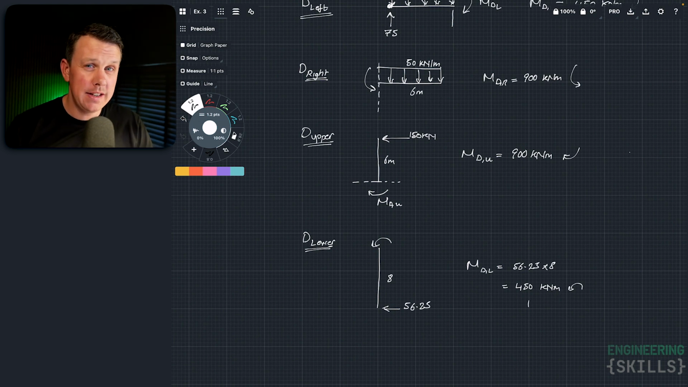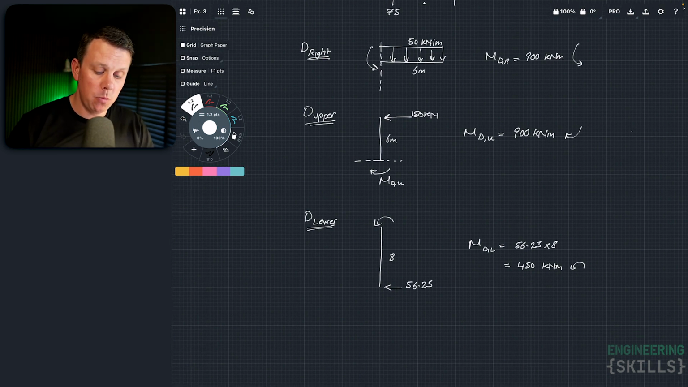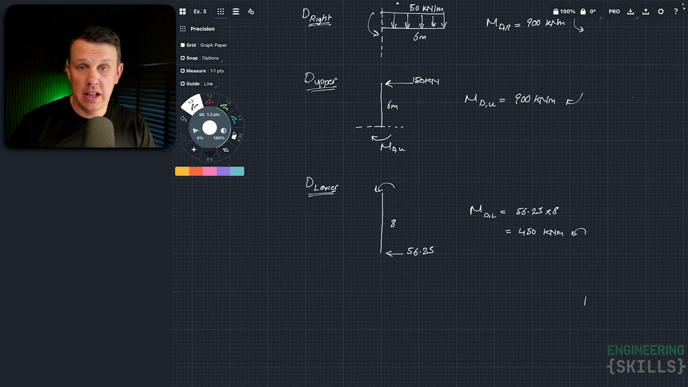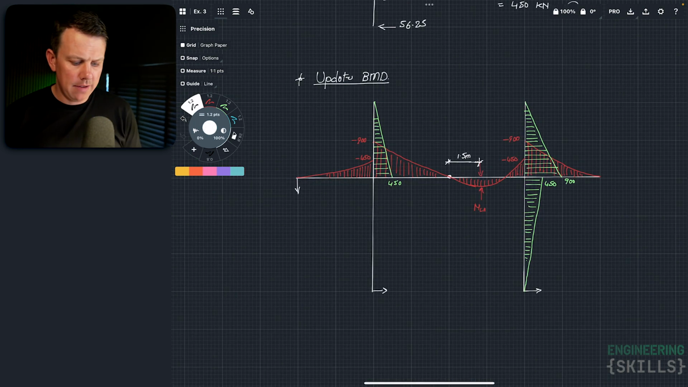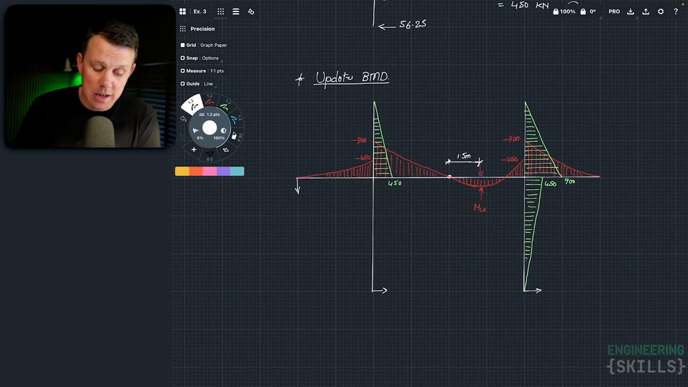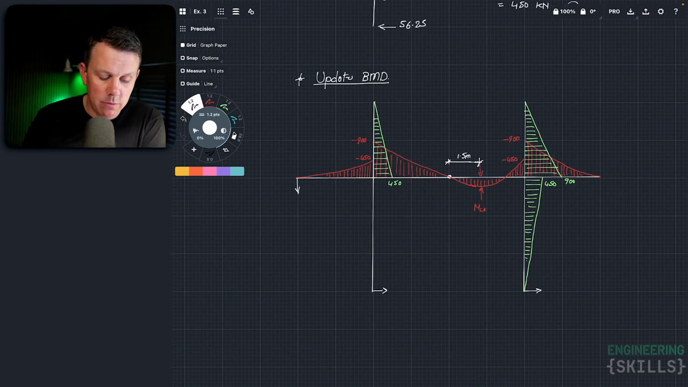So let's update the sketch of our bending moment diagram with these values and try to do a bit of a better job of sketching it out so it looks a little more accurate. So we're going to update the bending moment diagram. Okay, there we have it. Again, it's the exact same shape that we saw earlier, just drawn a little more neatly, but they are all the values that we've been able to work out.